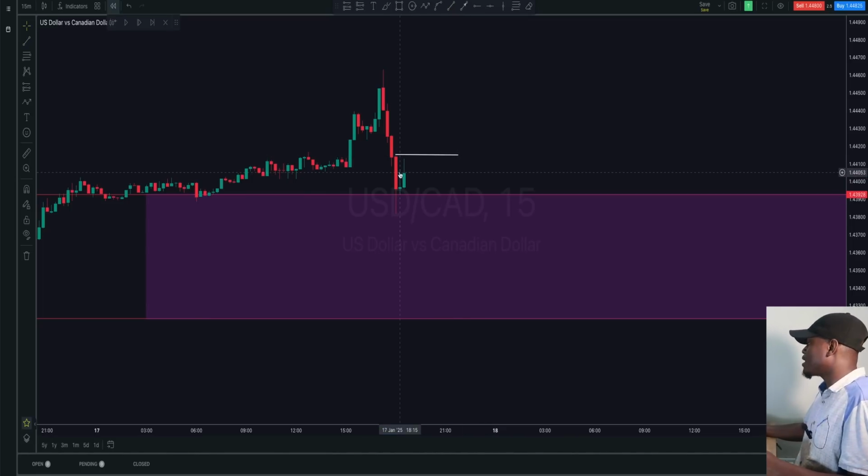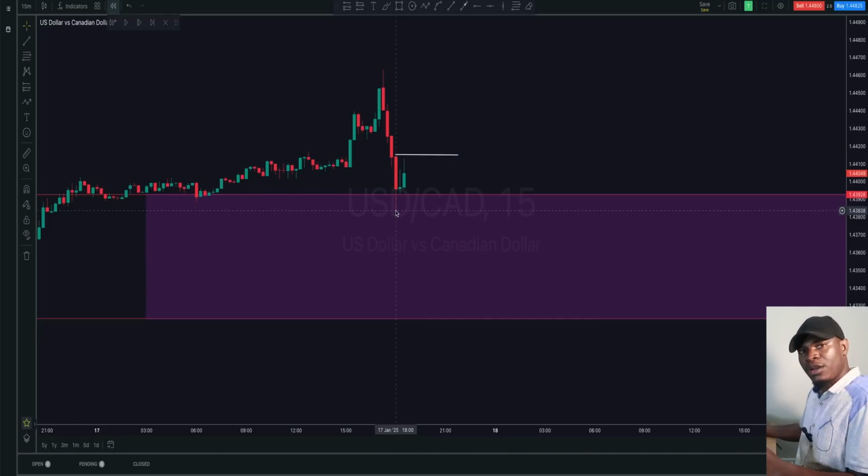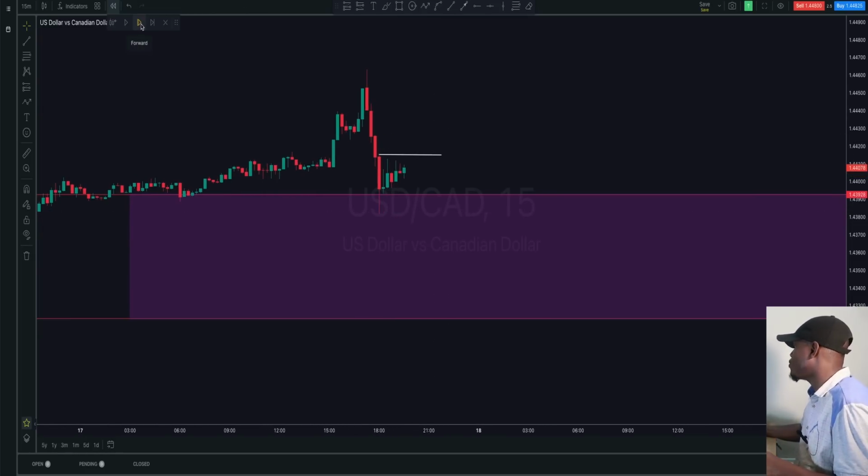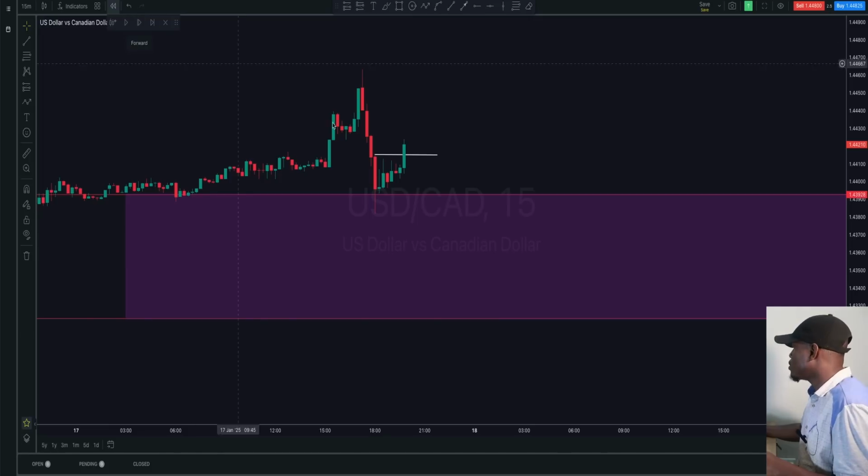Okay, don't just enter here. Wait for a candle to close above that candle that spiked into the purple zone for you to confirm that the market is gaining bullish momentum. Okay, so let's play forward. We see if there's a candle that closes above there, then we will be able to. Okay, now this candle has closed above this. This is showing us that there is momentum.